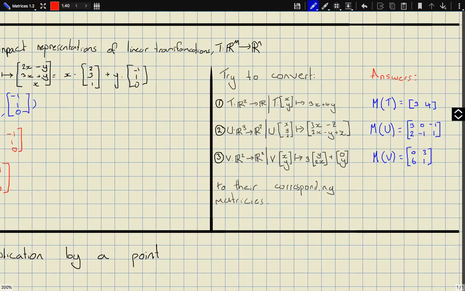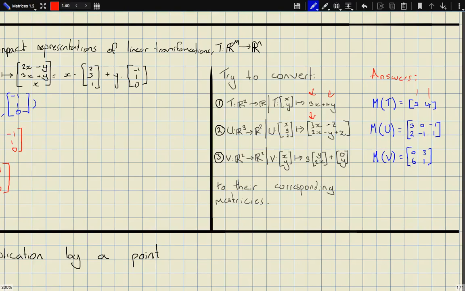Okay, so these here are the matrices that you're going to end up with. So here you can see that the matrix for T is going to be (3, 4), and if you look at the columns here, we've got 3, which is our first basis vector here, and 4, which is our second basis vector here. Similarly, for M of u, we're going to have (3, 2), which is our first basis vector here, and of course that's (3, 2) over here in our matrix.